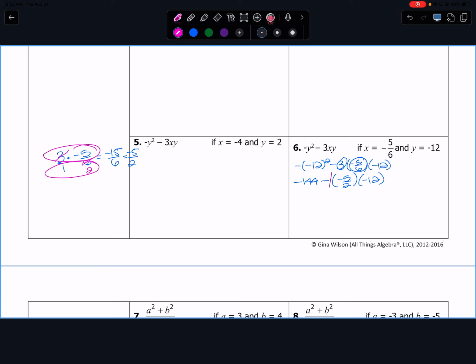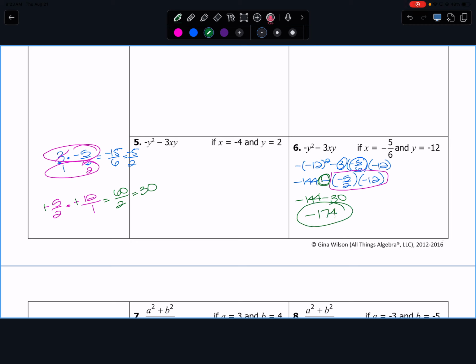Okay, so now I need to do my negative 5 halves times negative 12. My negative 12 is over 1. My 2 negatives make a positive. So I get 5 times 12, which is 60, over 2, which is 30. So I have negative 144. And then I still had the negative sign in front, so minus 30, and I'm adding that together, so I get negative 174.